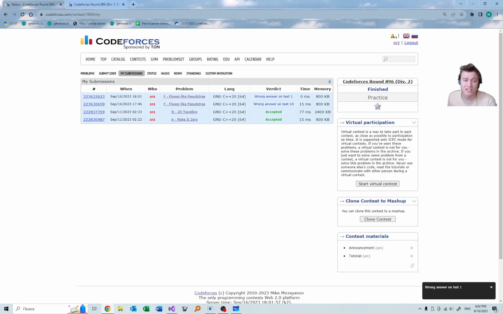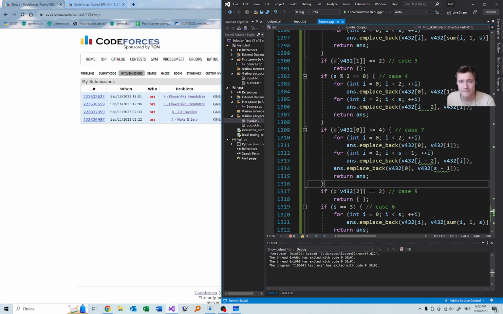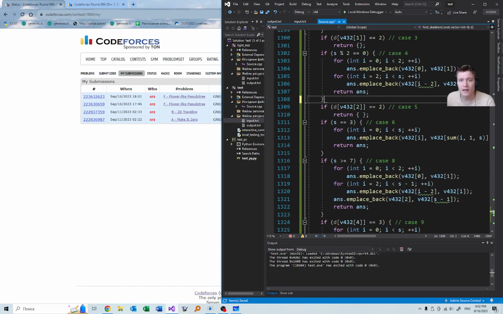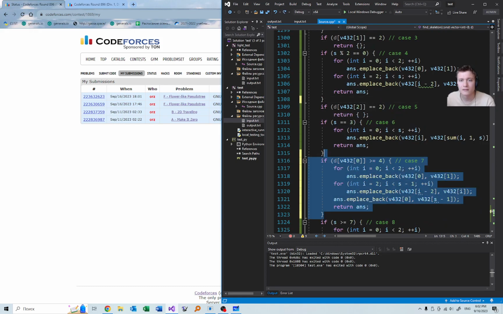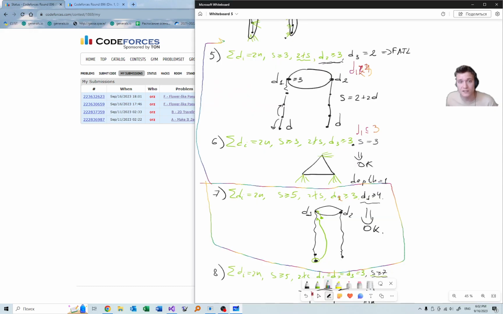Wrong answer on test 1. I get it. So here I should say that S is at most... Let me think. Okay, let's fix it like this. Let's just fix it in this order. So when does it work? It works when d1 is actually 3.